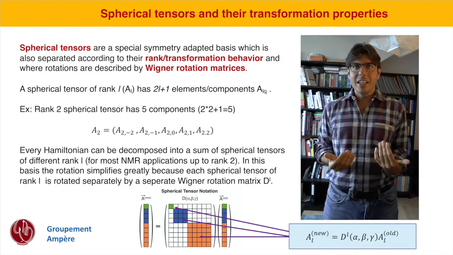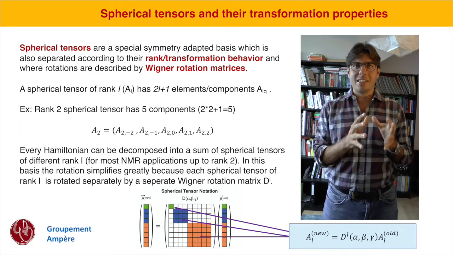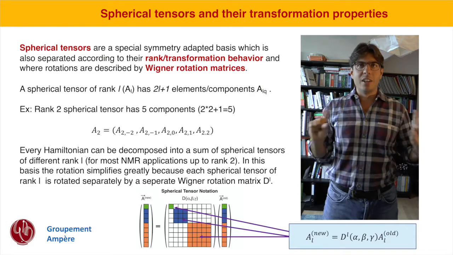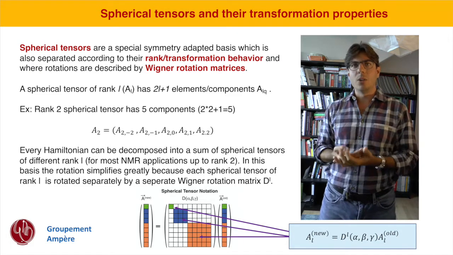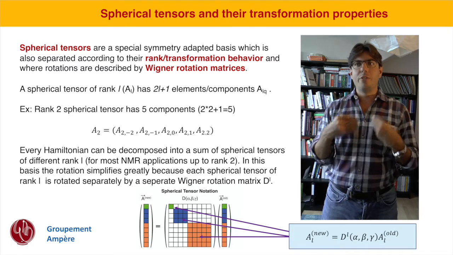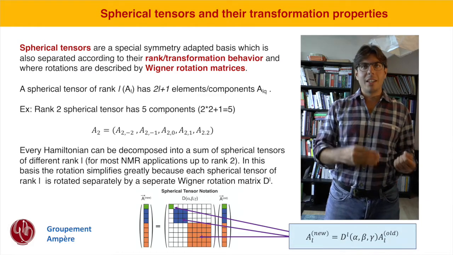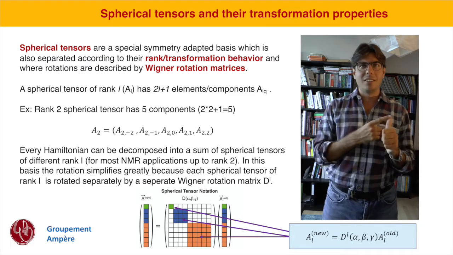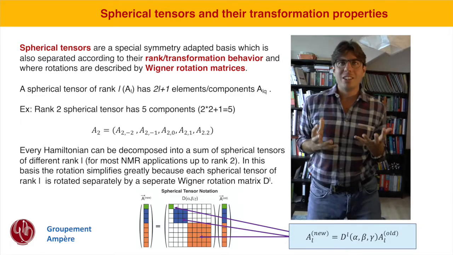And the main message is that as we saw for the Cartesian tensor and for general 3x3 matrices, when we said that we can expand any 3 times 3 matrix in a sum of tensors of different ranks, we can do exactly the same for every Hamiltonian, and we can write a Hamiltonian as a sum of spherical tensors of different rank L. And for most Hamiltonians that we are going to encounter in NMR, the maximum rank that we are going to have is rank 2, so we can have rank 0, rank 1, and rank 2 tensors that make up our Hamiltonians.